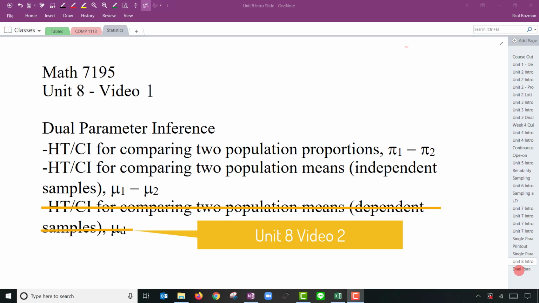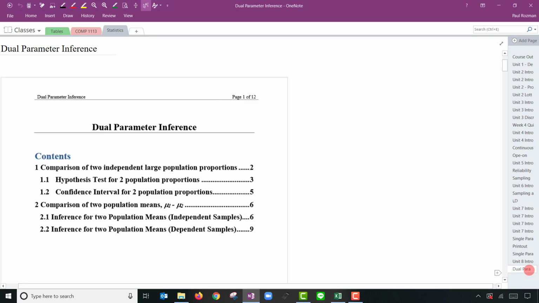We might compare the proportion of two populations. We can also compare the standard deviation of two populations. And we can do other things as well. But let's hit on proportions and means today. We'll have two different cases for the means, the dependent sample case and the independent sample case. So let's just dive right in here.